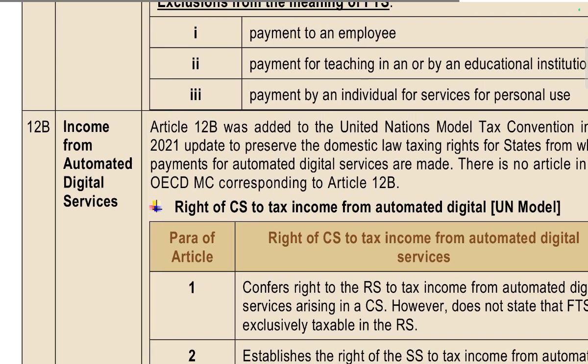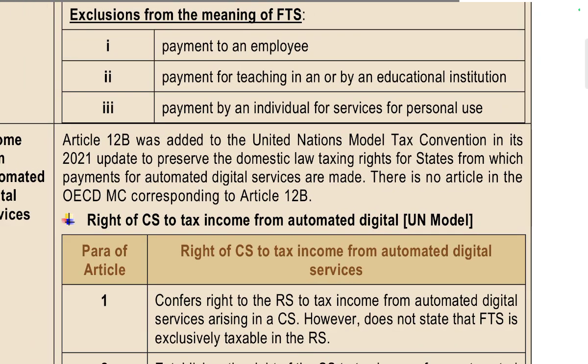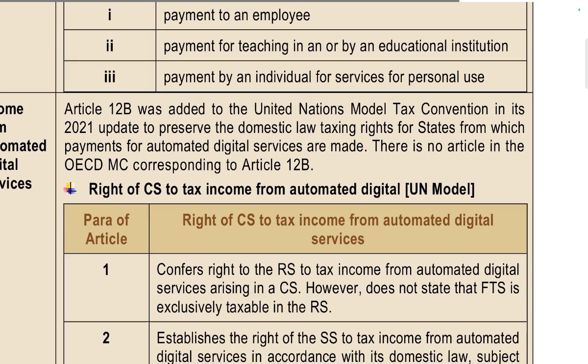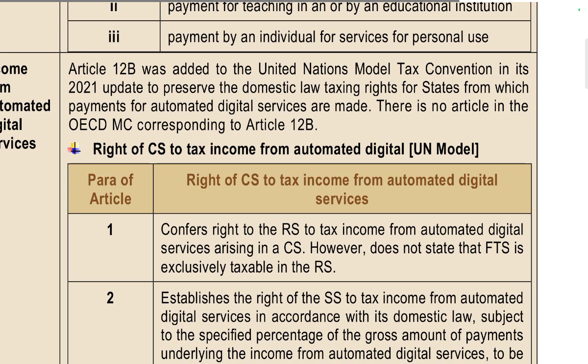Article 12B, income from automated digital services. Article 12B was added to the United Nations Model Tax Convention in the 2021 update, preserving the domestic law taxation rights of the states in which payments for automated digital services are made. There is no such article in the OECD model corresponding to Article 12B.